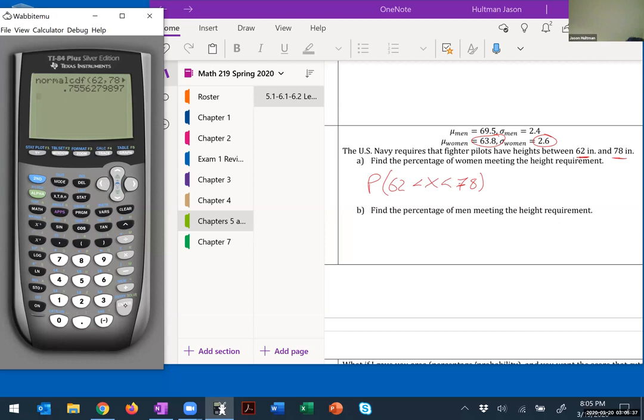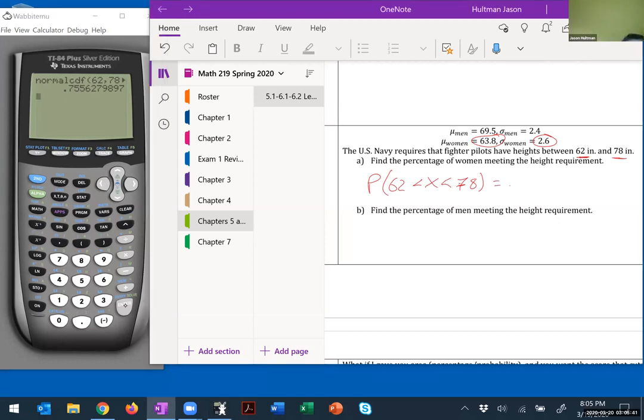Okay, comes out to be 0.75, I'll say 6 on this one, which is what percentage? They're asking for a percentage. What's the percentage here?